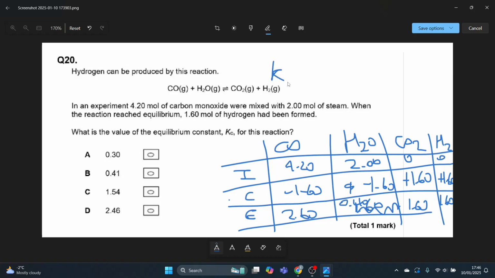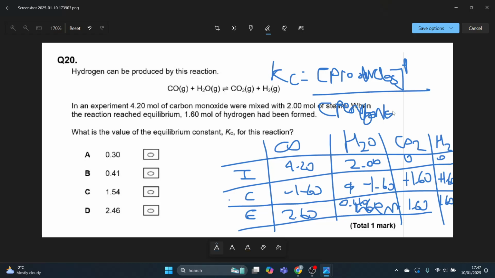Value of Kc. Kc equals products to the power P divided by reactants to the power R. So it's going to be my products, 1.60 times 1.60, divided by 2.60 times 0.40. And I get 2.46. There we go.